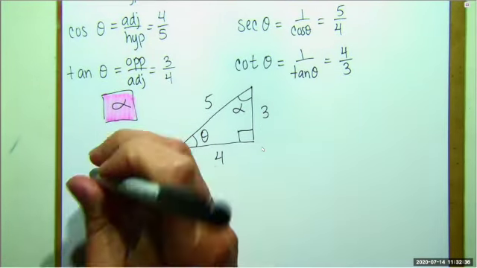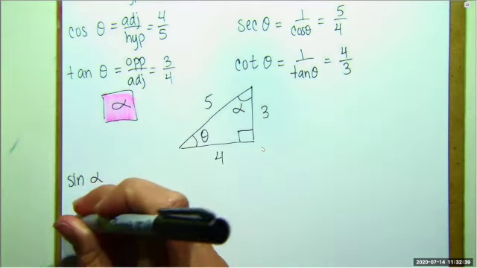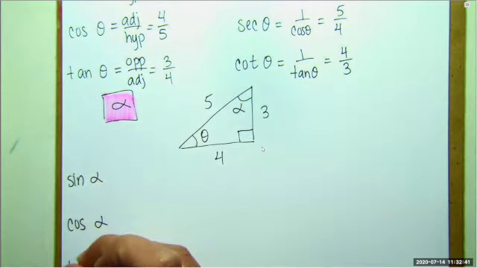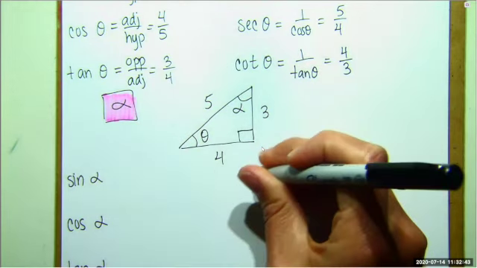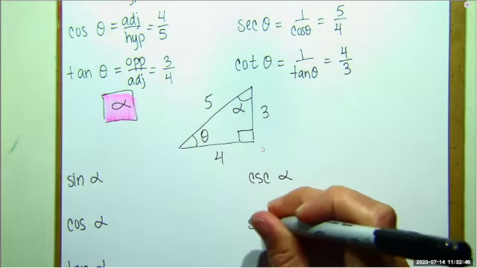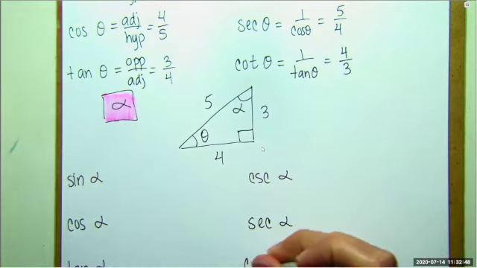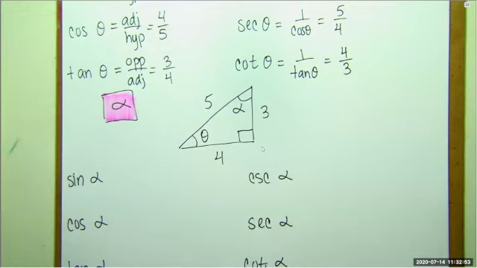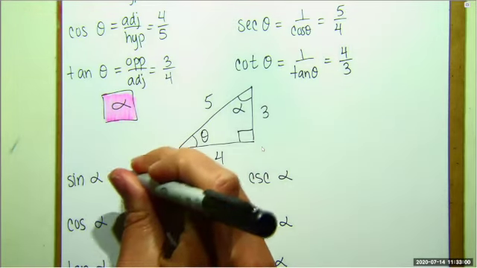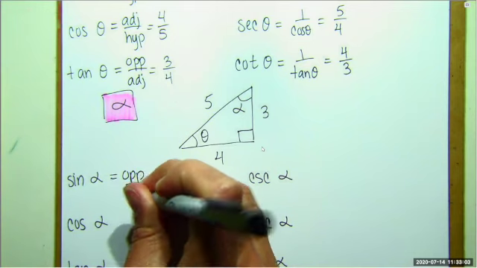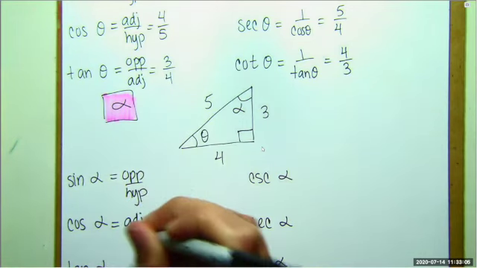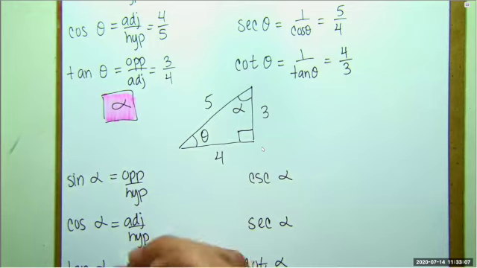So now what we're asked to do is find sine of alpha, cosine alpha, tangent of alpha, cosecant of alpha, secant of alpha, and cotangent of alpha. Okay, so we think SOHCAHTOA. That tells us sine is opposite over hypotenuse. Cosine's adjacent over hypotenuse. Tangent is opposite over adjacent.